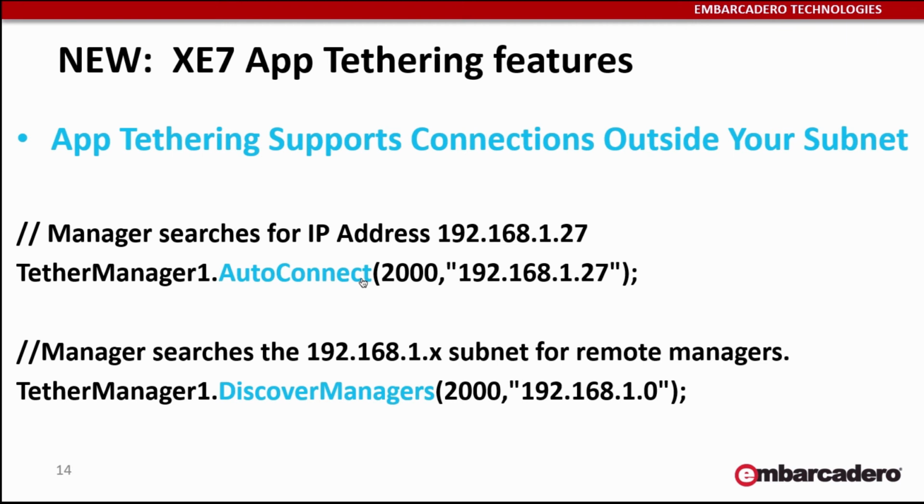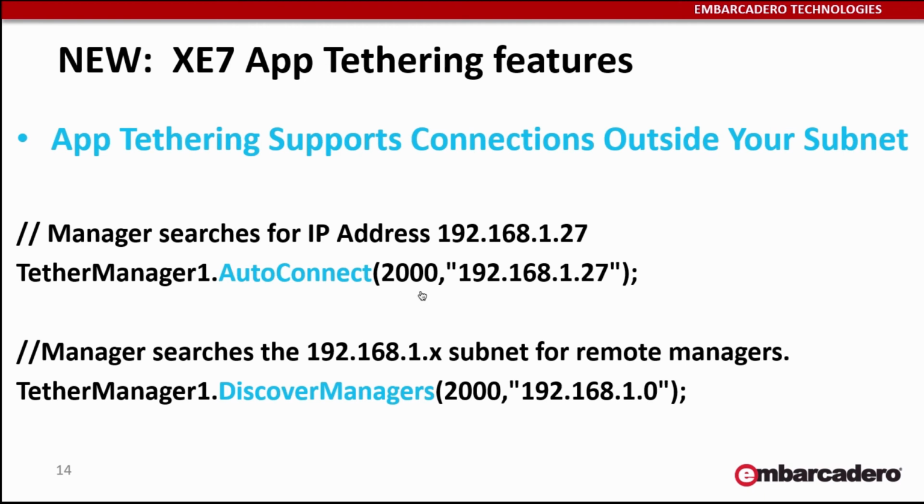So in XE7, both of these methods, Auto Connect and Discover Managers, provide an optional target parameter that you can use to override the default behavior of looking for devices in the same subnet of the local area network. So now with XE7, you can specify a target IP address or a subnet to search for remote managers.